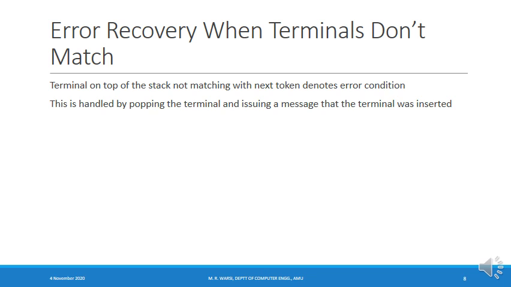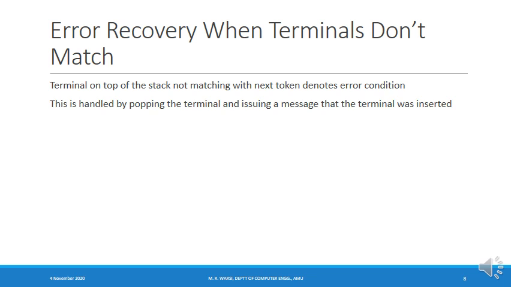There are two conditions which give rise to error during parsing. One is when I have a variable on top of the stack, and when I consult the parsing table for the topmost variable on the stack and the next input symbol, I find that the corresponding entry in the parsing table is a blank entry. So this is denoting the error condition. How do we handle and recover from such error? We have already discussed this in the previous slide.